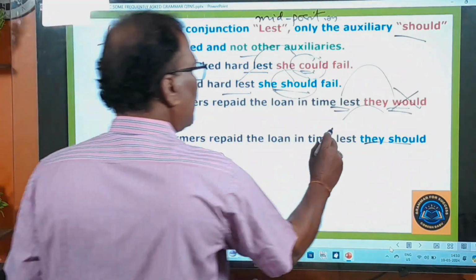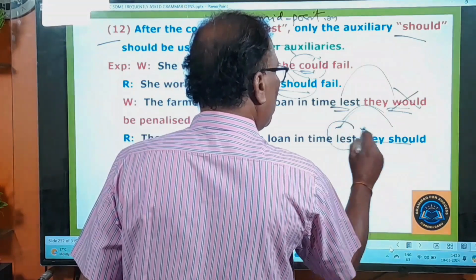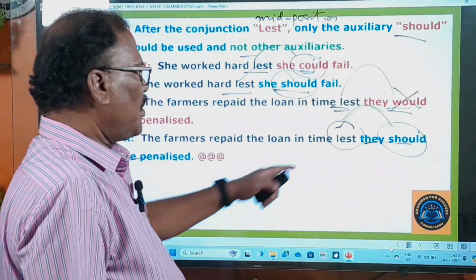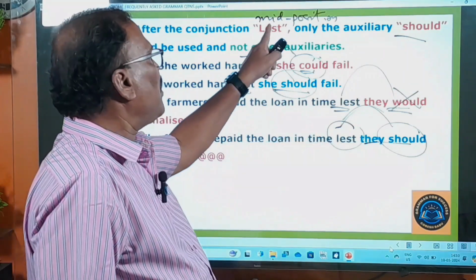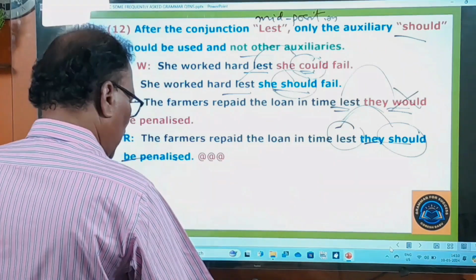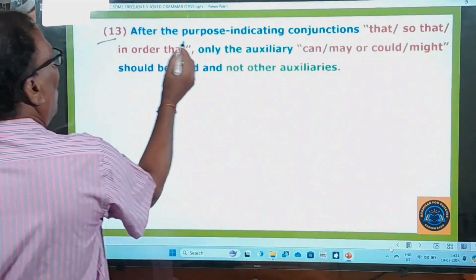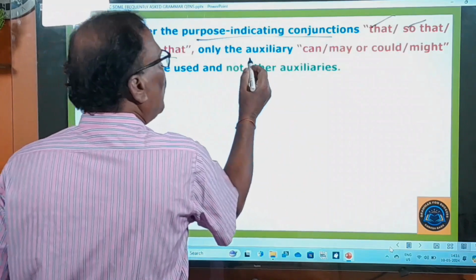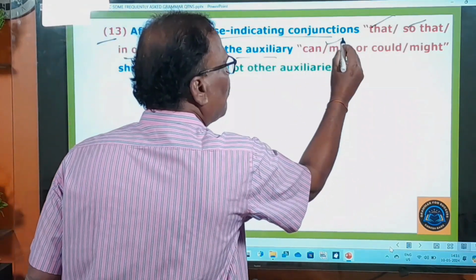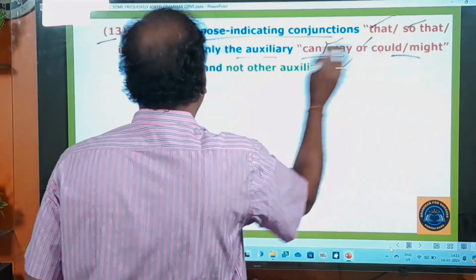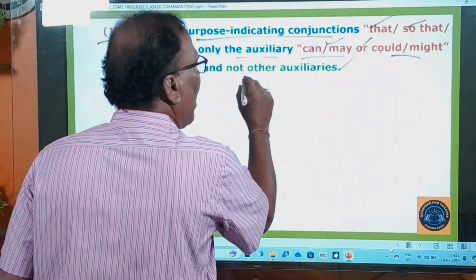So after lest you should use the auxiliary should. Okay, this lest is a mid position conjunction. Okay, right. So now we go to learn the next rule. 13th one is there. After the purpose indicating conjunctions, that is so that, in order that, only the auxiliary can or may, could or might should be used and not other auxiliaries.